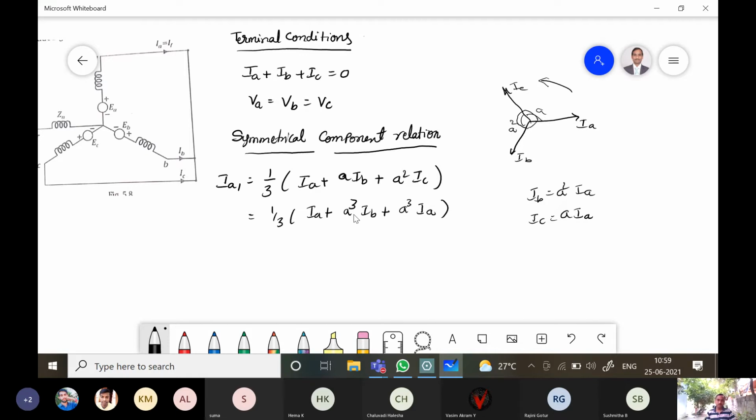So what is meant by A cube? A cube value is equal to 1. So therefore IA1 is equal to 1 by 3 times of 3IA, okay, 3 gets cancelled. Therefore IA1 is equal to IA. Similarly, we can calculate IA2 also.